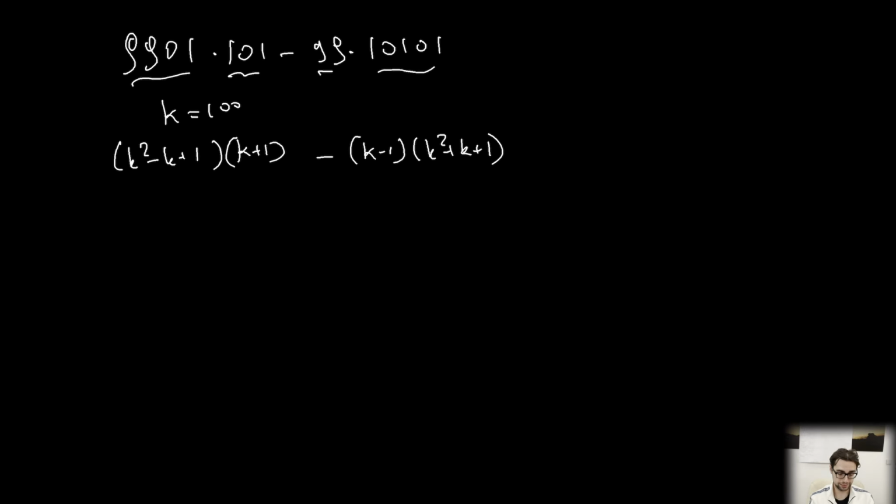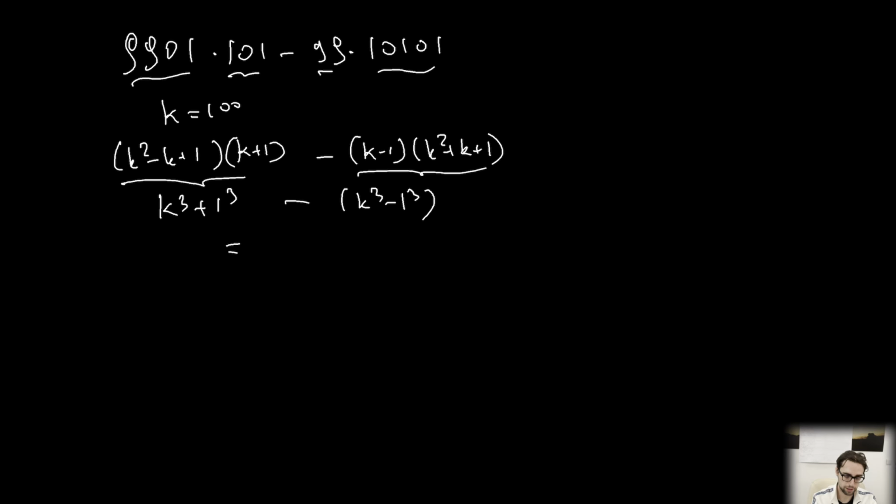Well, for me, what I notice here immediately is, wait a second, this is a sum of cubes, and this is a difference of cubes. So this is k cubed plus 1 cubed minus k cubed minus 1 cubed. The k's cancel out, and we're left with 2. And so the final answer is in fact 2. So just like that, finished.